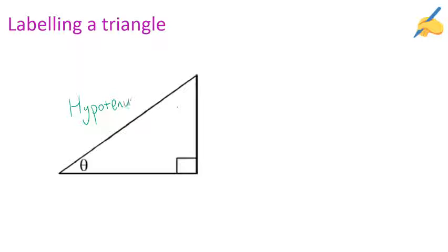It's the longest side and it's opposite our right angle. This little symbol here, this is an angle. It can be called theta. Then if I'm going to label the other two sides, this side over here is my opposite side because it is opposite the angle theta.